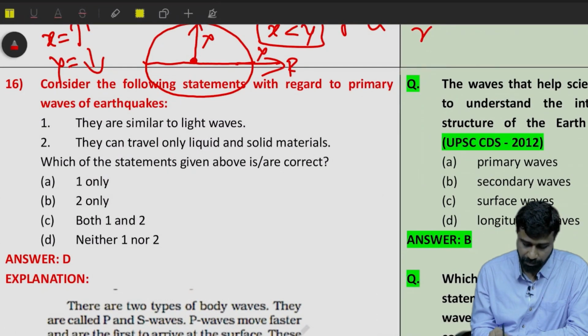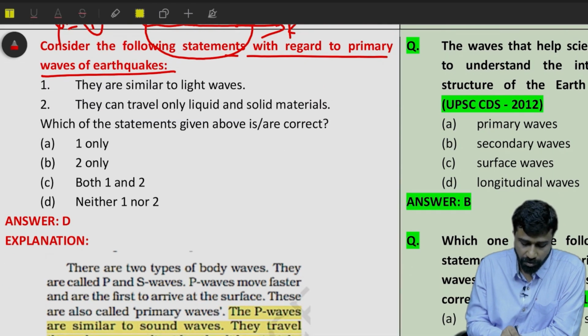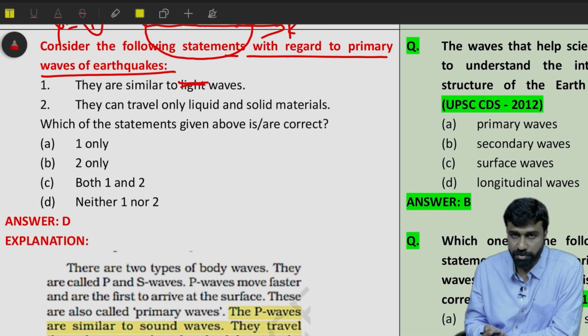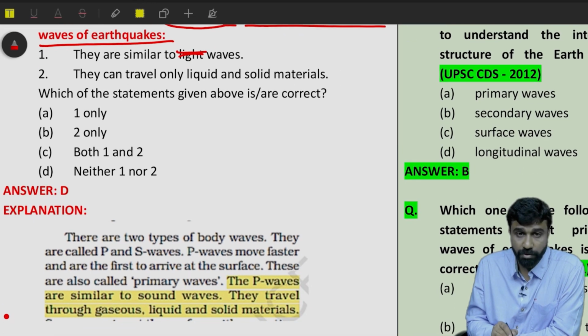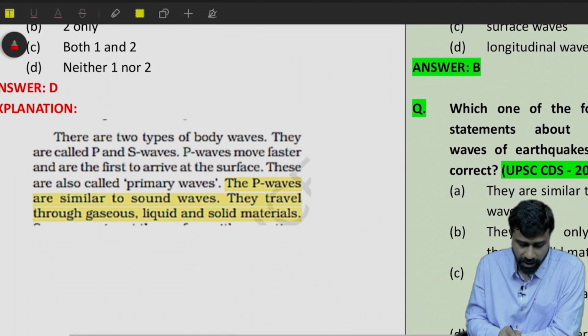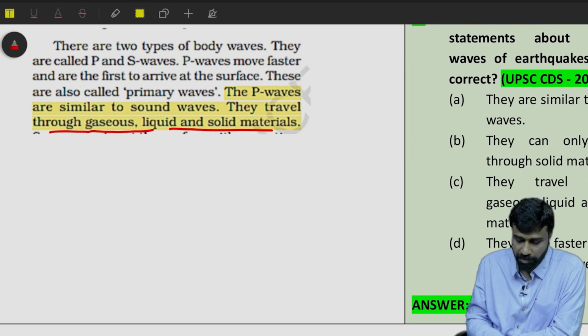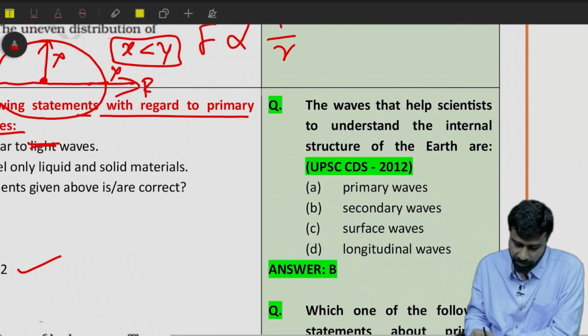Next, consider the following statements with regard to primary waves of the earthquakes. They are similar to light waves? No, they are sound waves. Just now we have told you that they are infrasonic waves having less than 20 Hz, which can be heard only by elephants, whales and certain animals, not by human beings. They can travel only through liquid? No, primary waves can travel through gaseous material too. So the second statement is also wrong. Neither one nor two is the right answer here. P waves are similar to sound waves, and they can travel through gaseous, solid and liquid material.